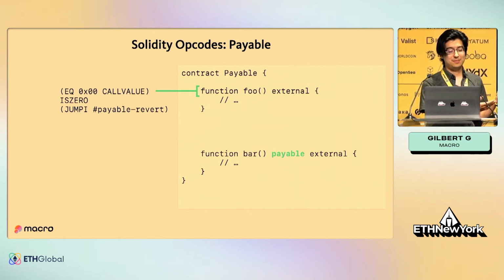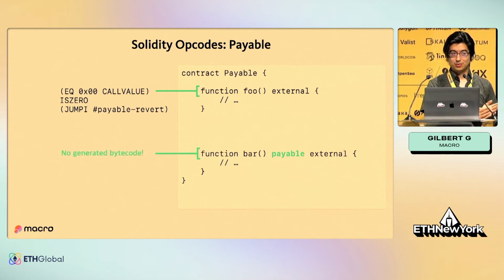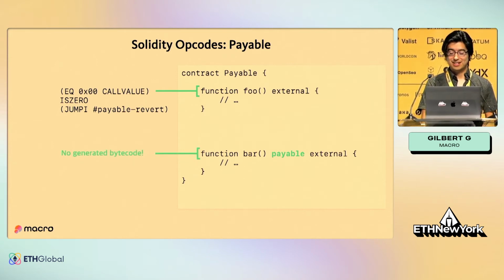But yeah, this is what happens for every function you don't have payable. We have this code generated here. So by implication, it turns out if you write payable on your function, you're actually reducing the code size of your contract. Fun fact.